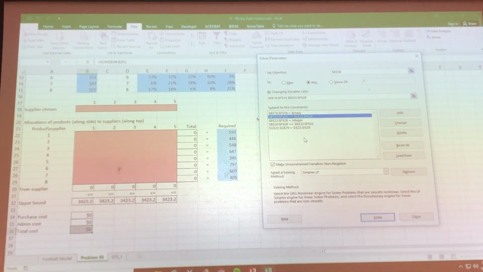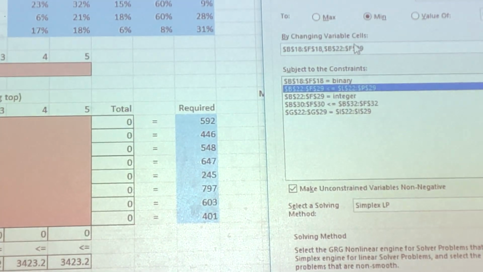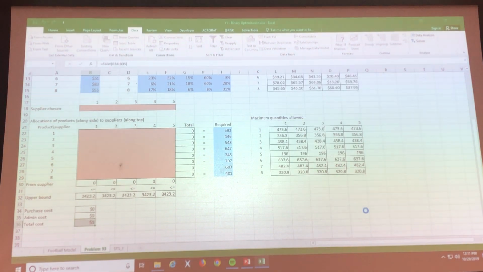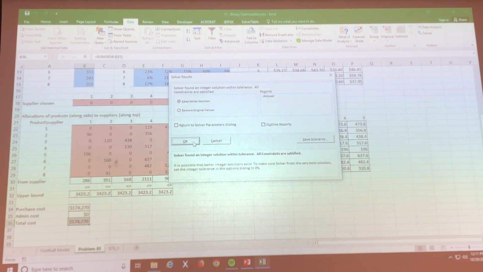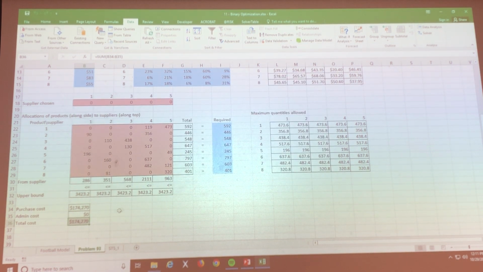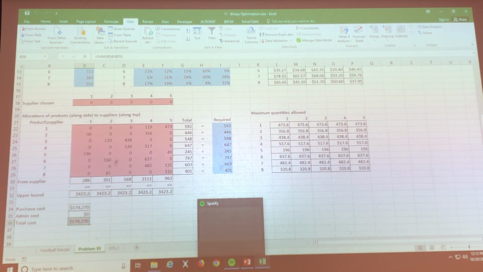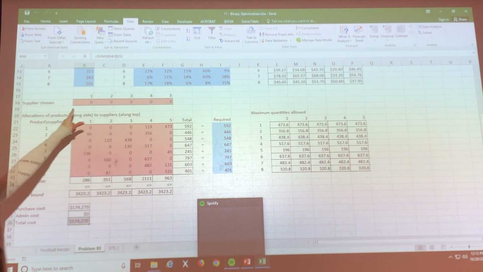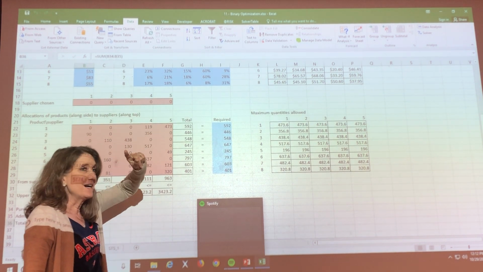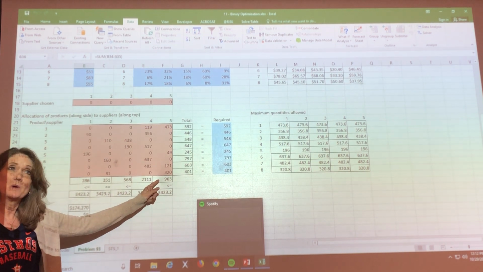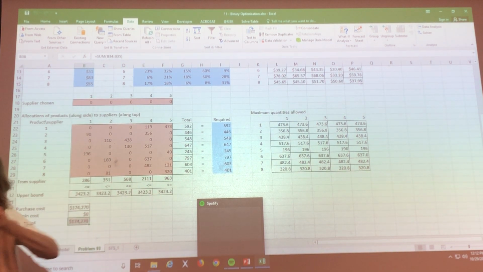So once you have those 5 constraints in there, and you're minimizing B36, you solve it. Now, the way we just put it in, your total cost is $174,270. However, there's a problem. What's the problem? You didn't choose any suppliers. But you used every single one of them. But you didn't choose them.